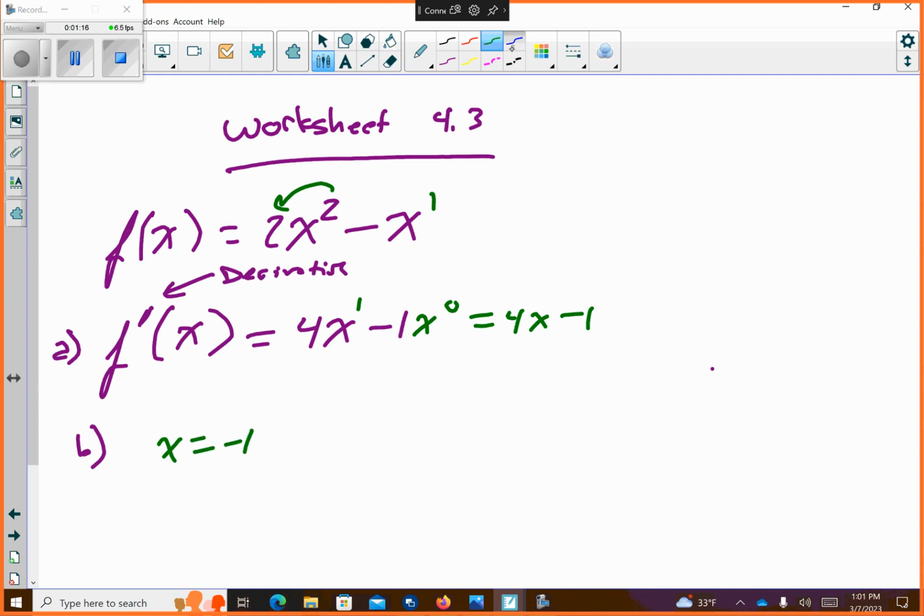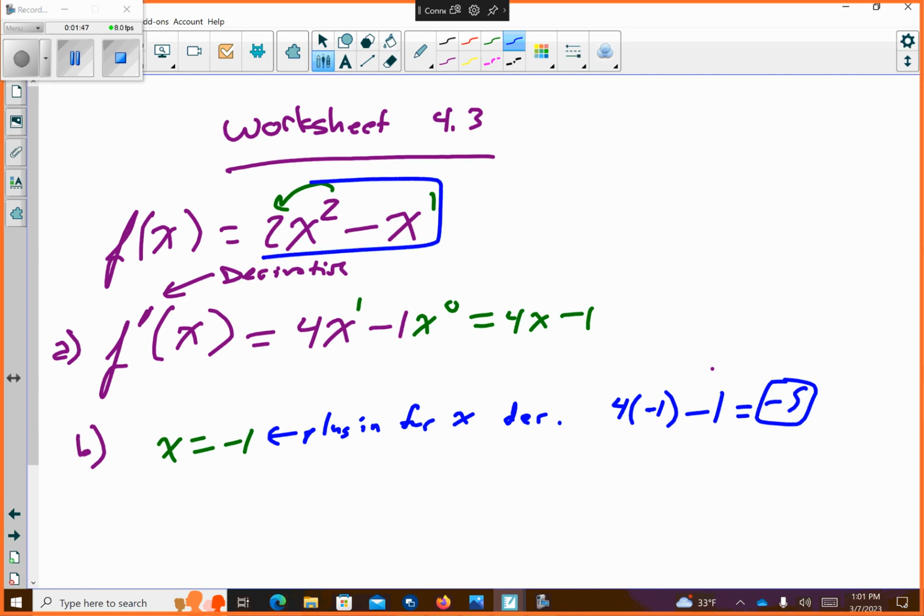So that means I'm going to plug in for x on the derivative. So that's going to give me 4 times x, right here, minus 1, which is this. And if I do that math, I wind up with -5. So that basically means that is the slope at -1 here on the original.